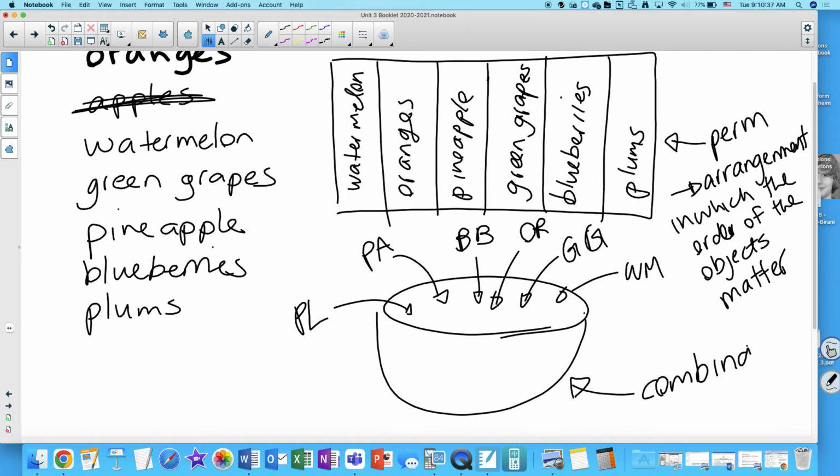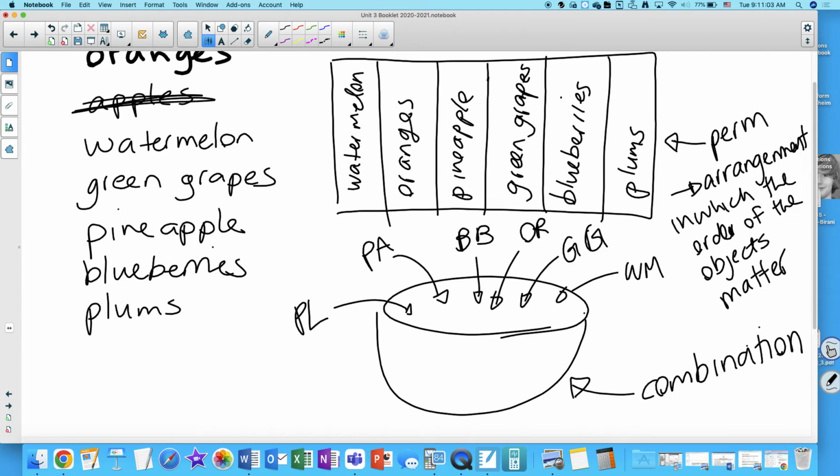Now, if I were to throw these in order of the color of the rainbow and mix them up, would it make any difference if I threw in the grapes first and then the oranges and then the pineapple and then the plums and did it in a different order and then I still mixed them up? Would that be a different fruit salad? No. Okay? So that's the key difference.